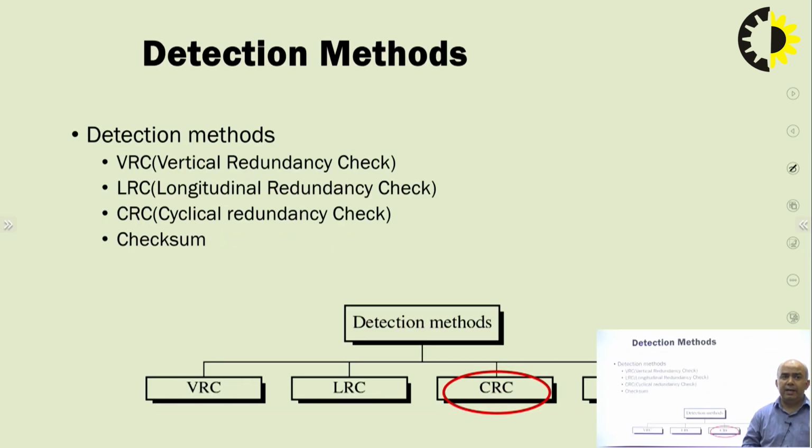So, as we already discussed, we will be focusing on the CRC. There are various error detection methods: vertical redundancy checks, longitudinal redundancy checks, cyclic redundancy checks, parity checks, and checksums. We will focus on the cyclic redundancy checks. In this, we are going to discuss how the CRC is able to detect errors while transferring data.